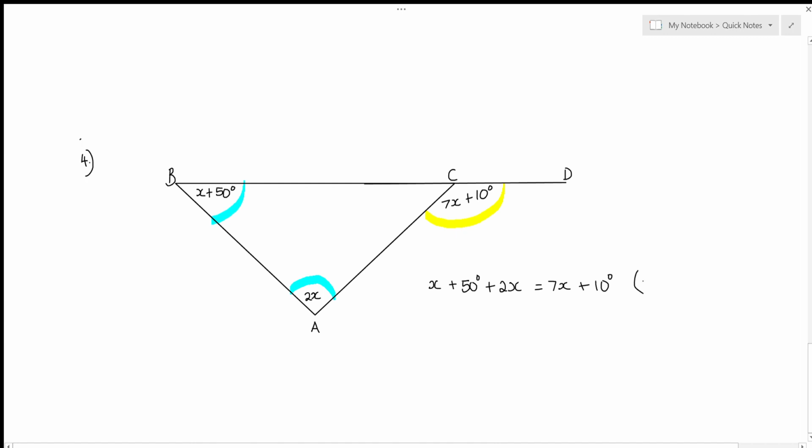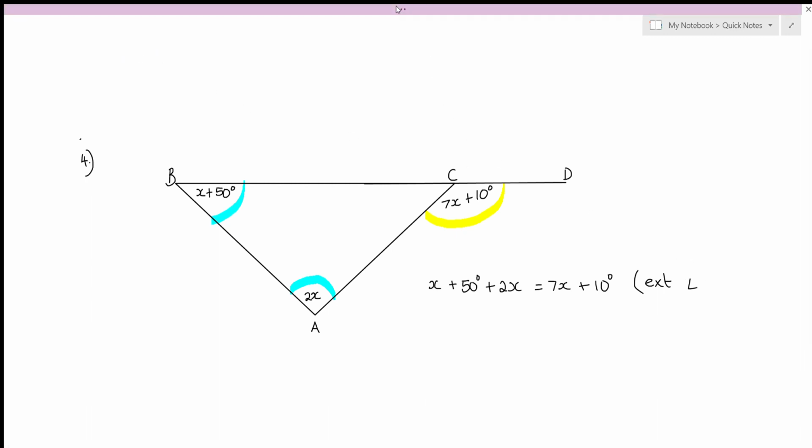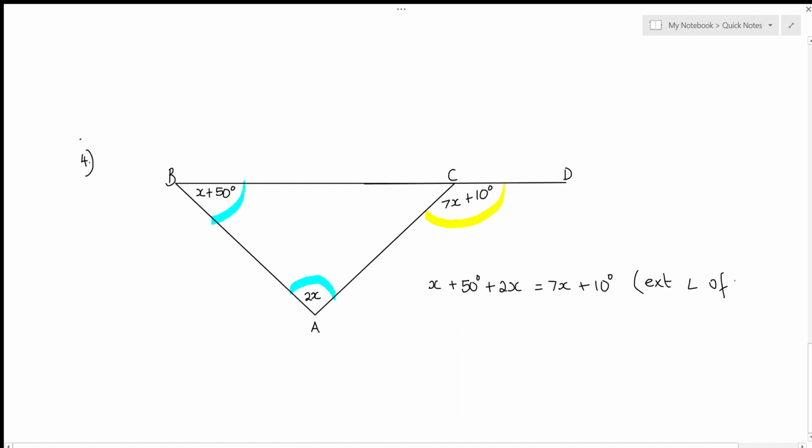And here we're going to write exterior angle, not angles, exterior angle of triangle. Okay, so x plus 2x would give me 3x plus 50 degrees equal to 7x plus 10 degrees.